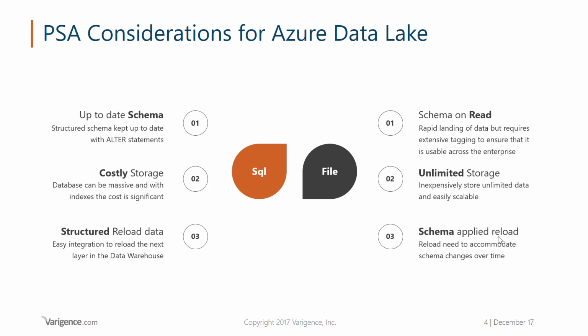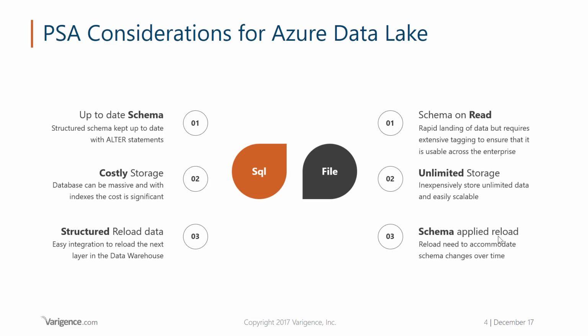In other words, whenever you want to reload your data into the next layer using your persistent staging data, you have to go, for every single file that you are loading, and apply the schema and then load the file. And I'm going to show you some examples as we go through this.